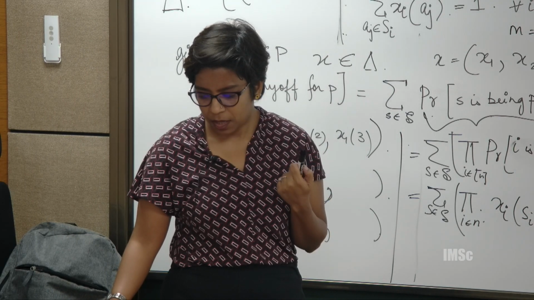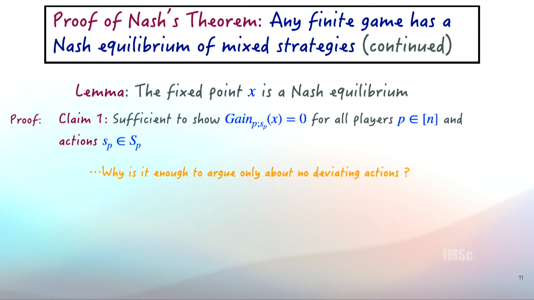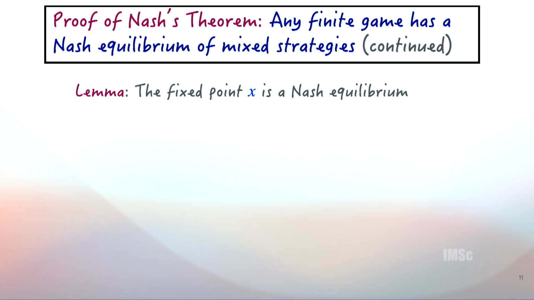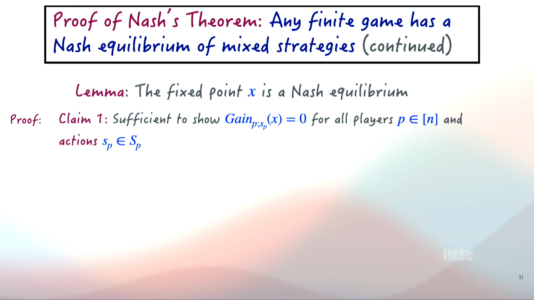Okay. So, the lemma, with which everything wraps up after this, is that the fixed point x is a Nash equilibrium. Why is it sufficient to show that gain p is equal to 0 for this fixed point x? Why is this sufficient to show?